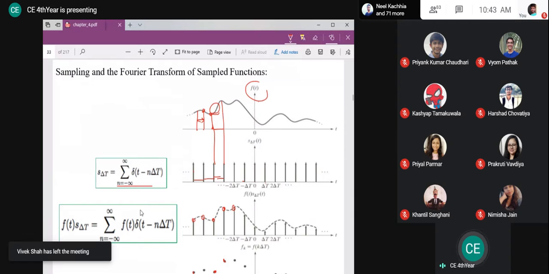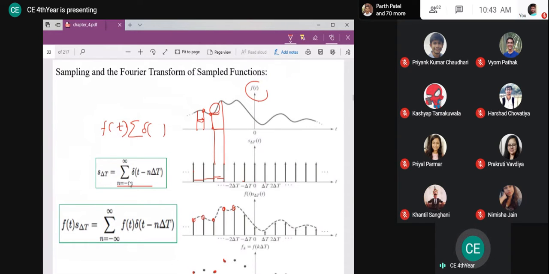And now I am multiplying these two, f(t) with the impulse train. The impulse train is like a summation of deltas. I am not writing everything out, but f(t) is multiplied with the summation of deltas. I can take f(t) inside the summation, because f(t) is not varying with respect to n, and I can write the equation like this. So if I multiply my function with the impulse train, it will look like this. Any doubt in this?